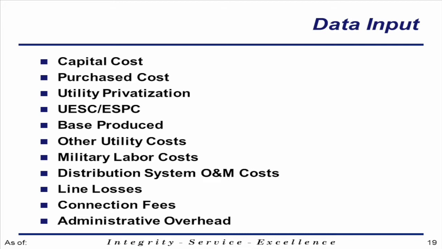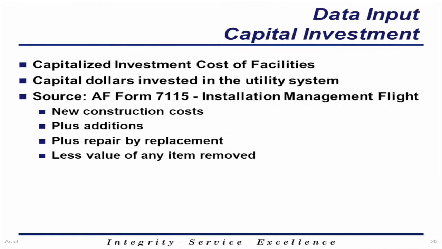These are the elements of the utility rate, which are entered or calculated by the Air Force Form 3556 for sales rates. And these are described in detail in AFI 32-1061. Here we'll talk about the cost element capital investment.